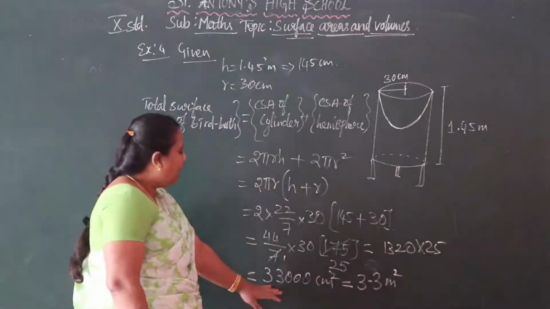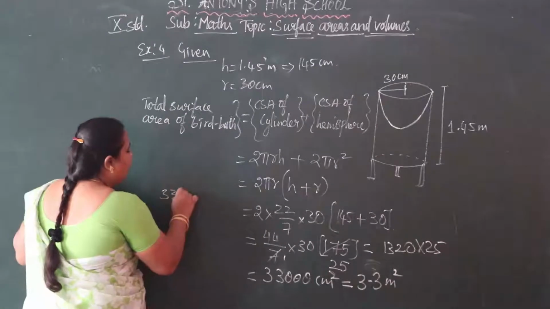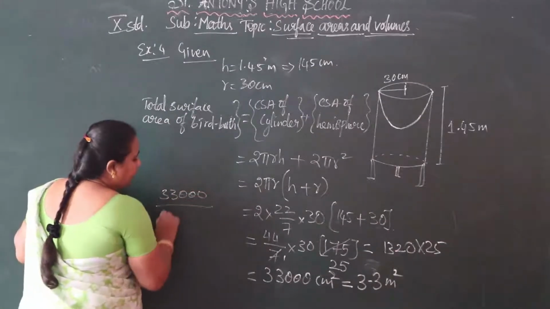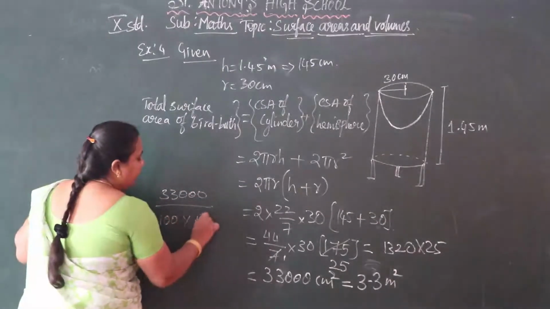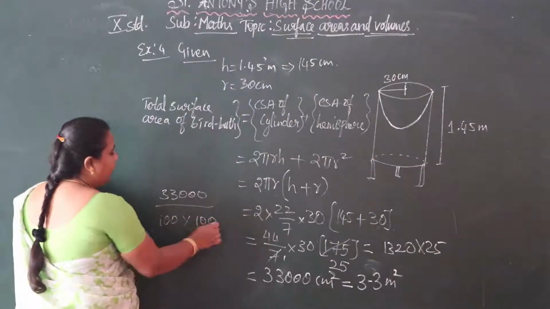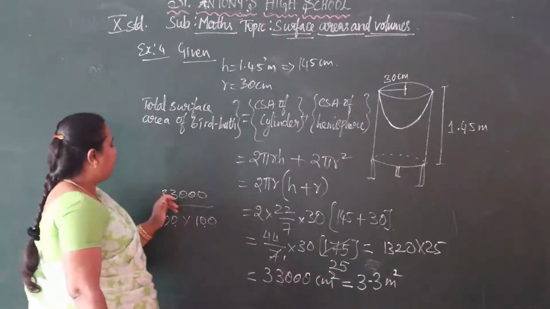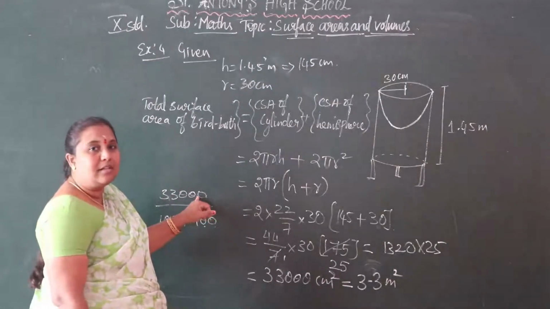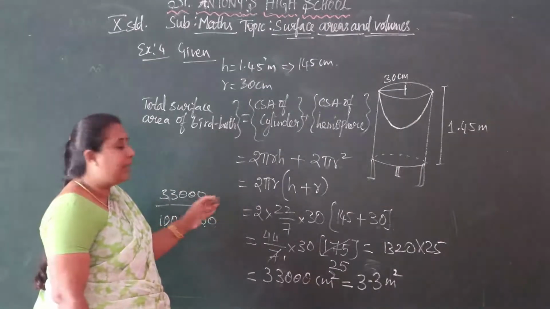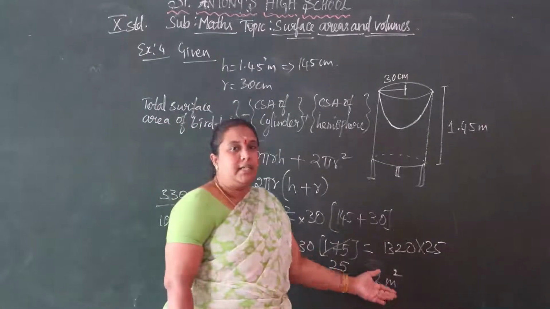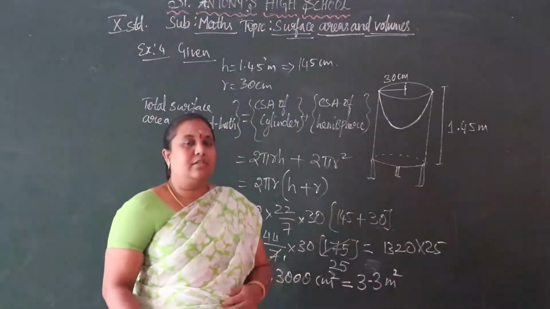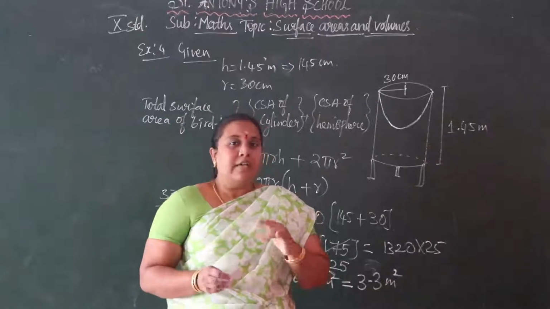Okay, so how to convert this? 33,000 divided by 100 into 100. So we have 4 decimals, 1, 2, 3, 4, 1, 2, 3, 4. Okay, we have it like this. So after the point, there is a zero, which means there is no value. Okay, so 3.3 meter square. Okay, understood children? So based on this you have exercise problems.